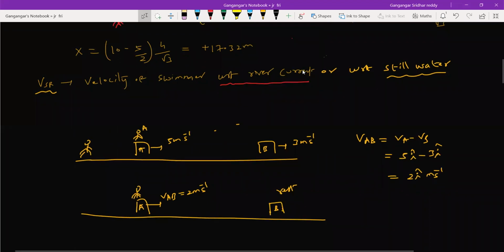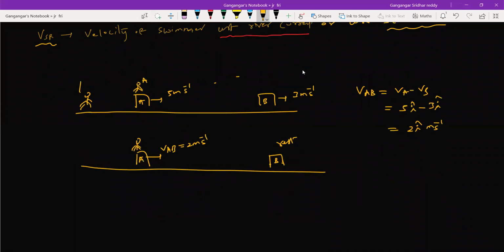A moves. Both A and B are moving. Now what happened? What he says is that B is at rest. Who is saying B is at rest? When person A moves with VAB, then B will be at rest. Not like 5 meters per second, I just changed the situation. Actually, B will be moving, but for him, what has happened? He will still appear at rest.